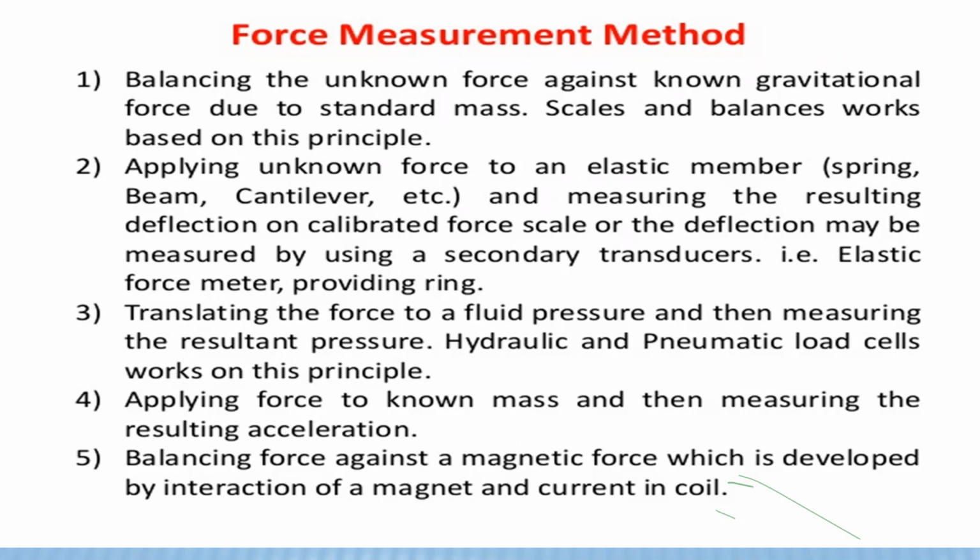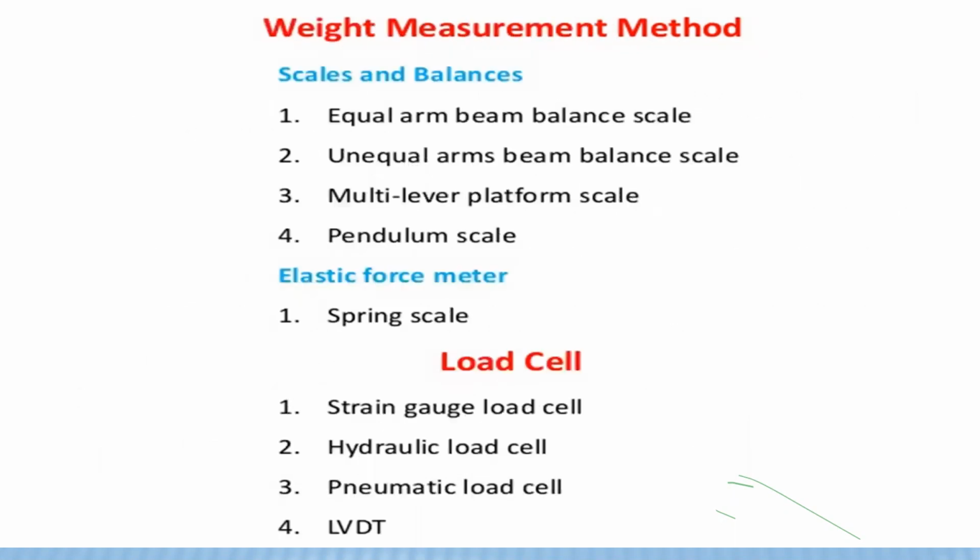Another method is applying the unknown force to a known mass and then measuring the resulting acceleration. Another is balancing the force against a magnetic force, which is developed by the interaction of a magnetic field and current in a coil. So the magnetic force is also used to find the unknown force in different measuring devices.